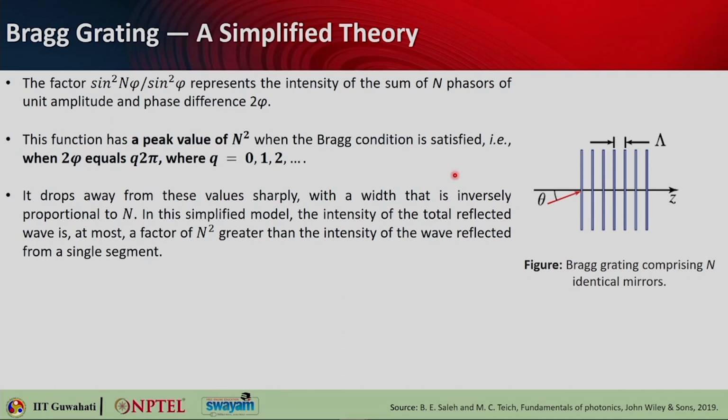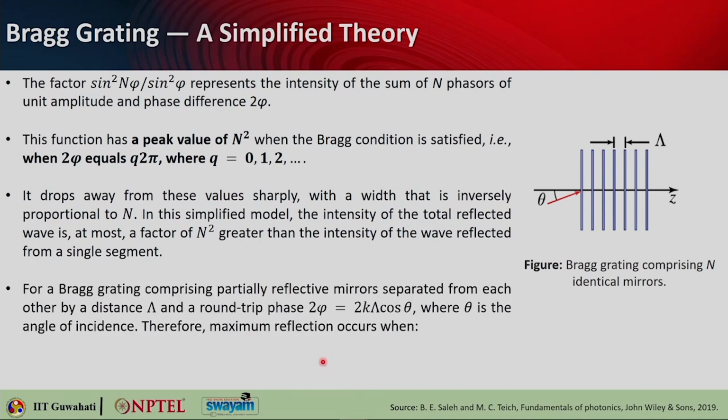So, the larger the n, the sharper the cutoff. That is why the larger the Bragg reflectance, you will get a higher order filter, you can say. And in this simplified model, you can actually see that the intensity of the total reflected wave is at most a factor of n square greater than the intensity of the reflected wave from the single mirror or single segment.